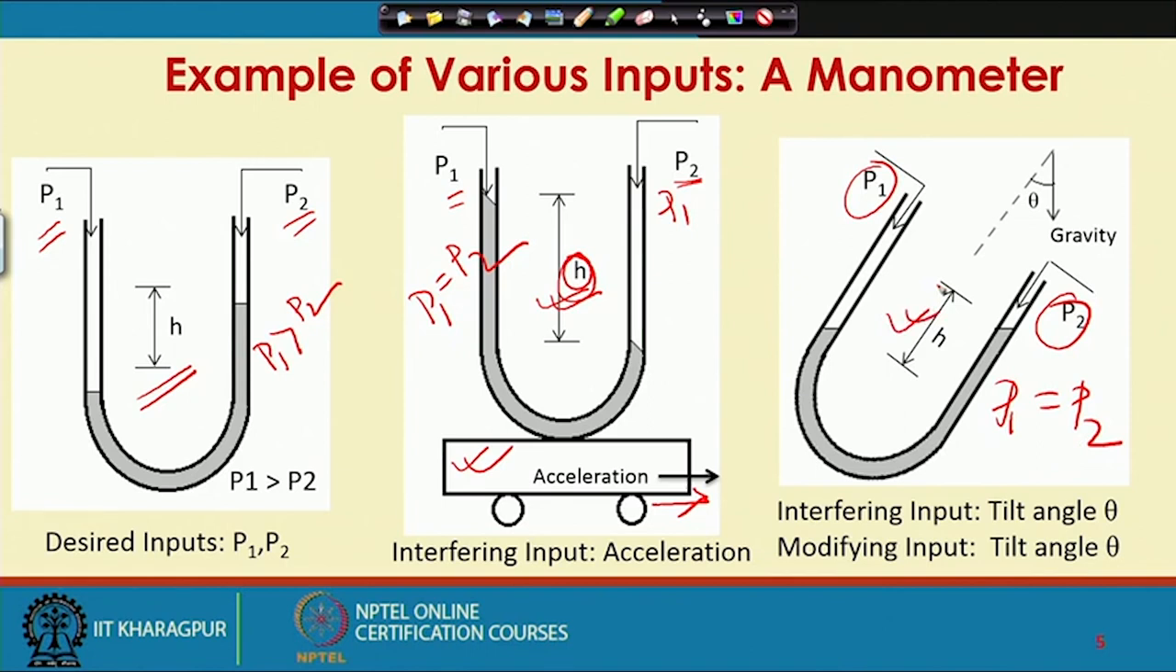So, this tilt angle theta is an interfering input. Again, a simple analysis will tell you that the gravity works like this, but here you have to look at this component. This angle is theta. So, because of this theta, you have a non-zero H here, and this non-zero H is not because of the pressure difference, because both the limbs are connected to same pressures P 1 and P 2, but this non-zero H is due to the tilt angle theta. So, the interfering input is tilt angle theta.